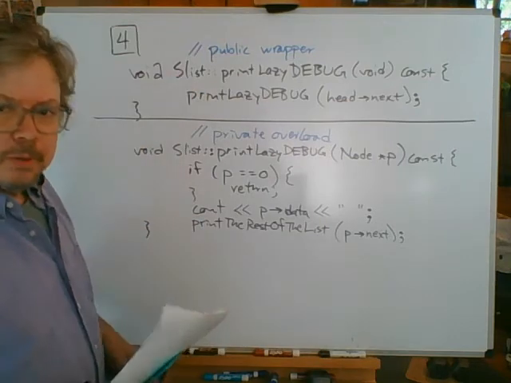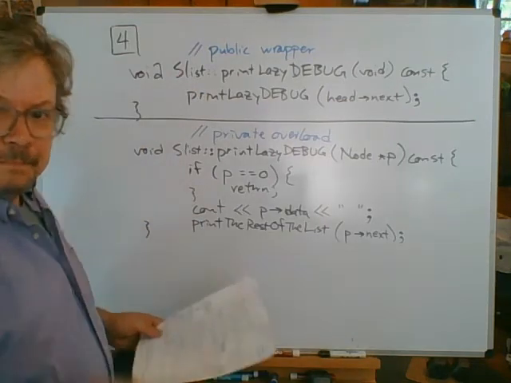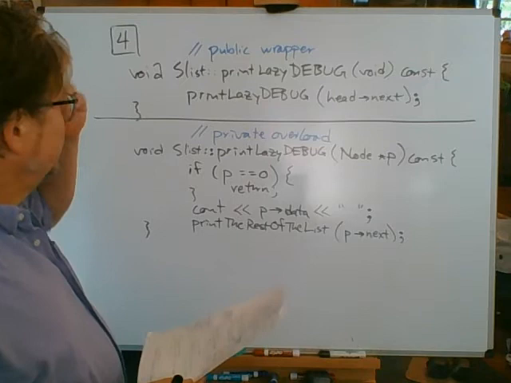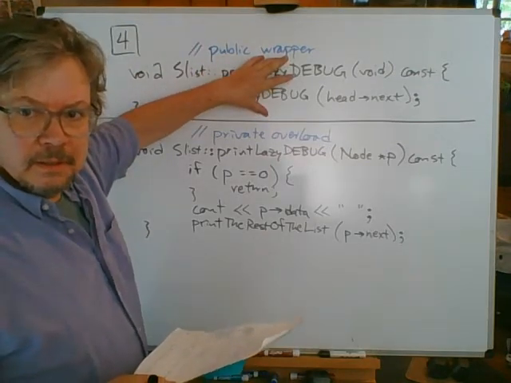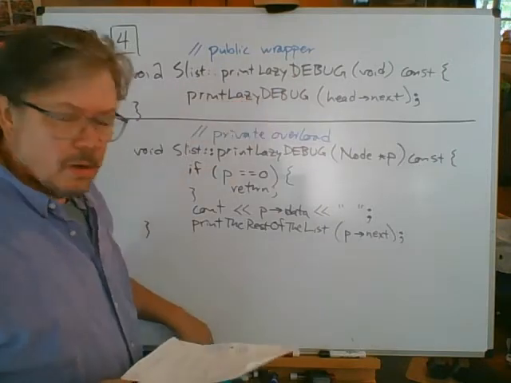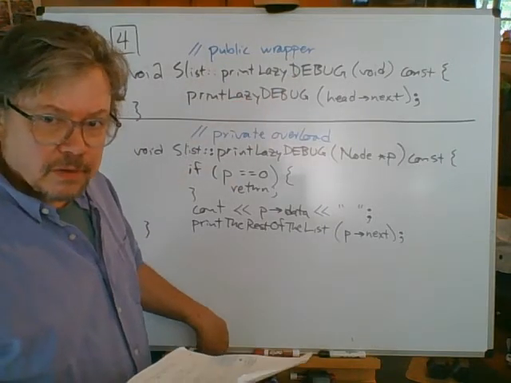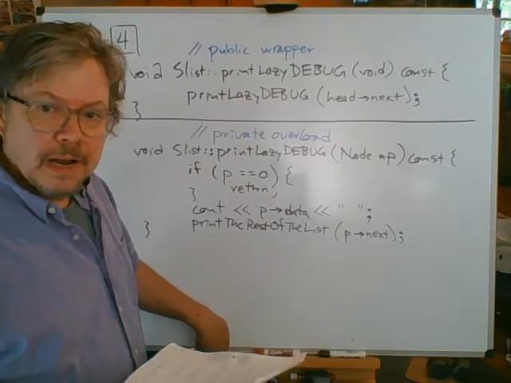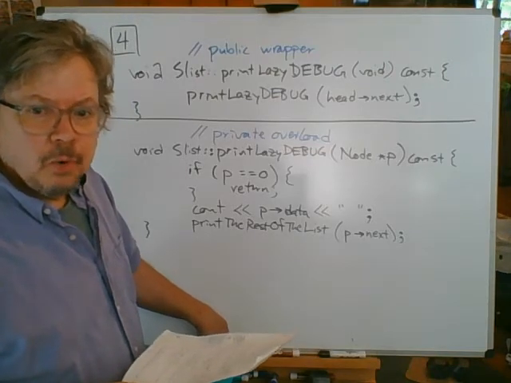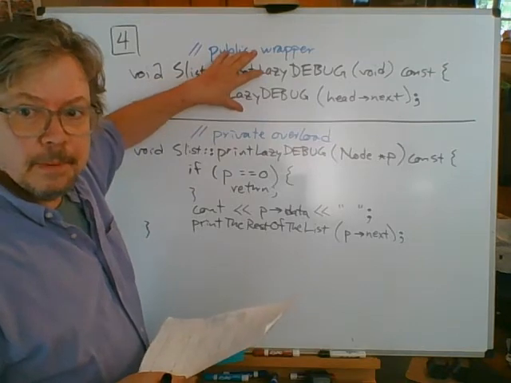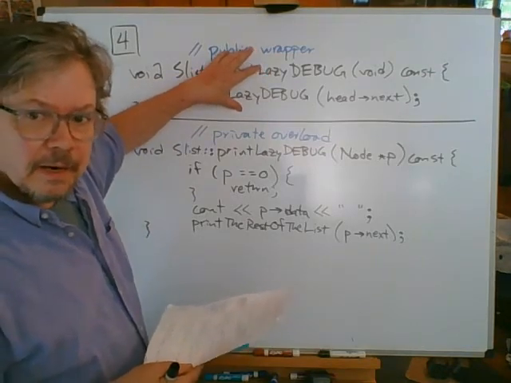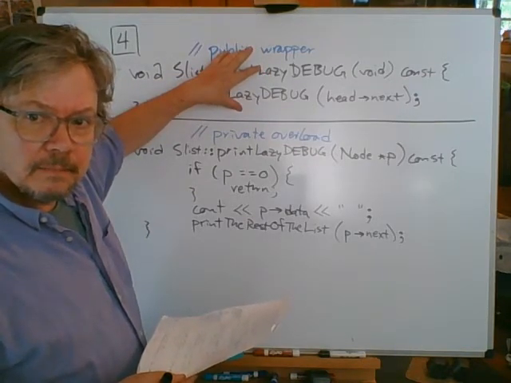I'm glad I wrote those blue comments. Mental notes don't work, but blue notes work. Public. This has to be public, otherwise it's useless. The main program has to be able to call our print debug function, otherwise we wrote it for nothing. So the main program or another class that's using linked list, whoever, can call print lazy debug because this will be defined up in the public section of our header file for the linked list.